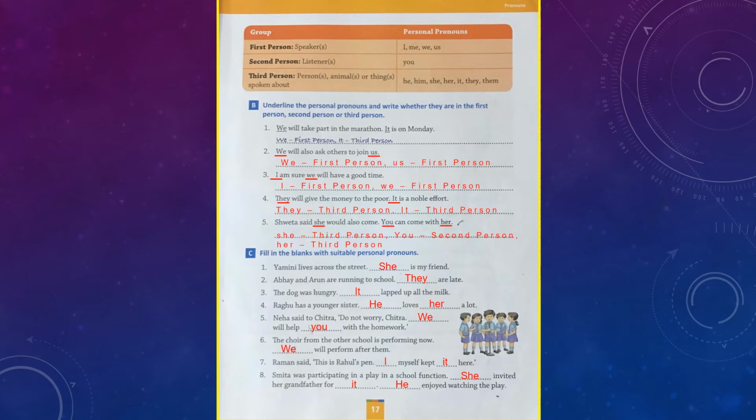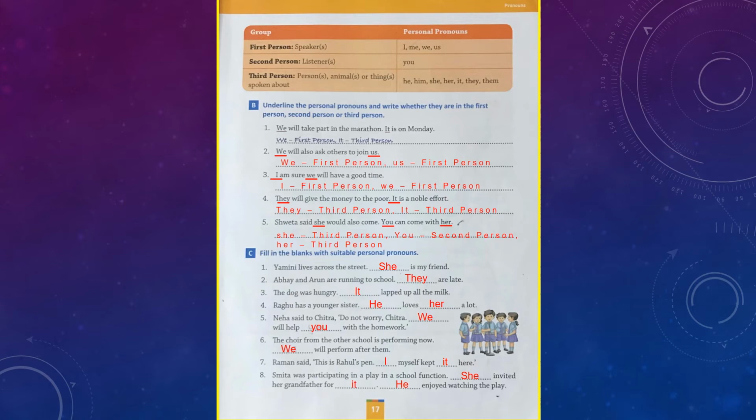Now let us move on to exercise C. Fill in the blanks with suitable personal pronouns. So we have to fill in the blanks with appropriate personal pronouns. The personal pronouns are already given in the table above in your book. You can see and do it. Right now, you can write it or you can just check your work if you have written.